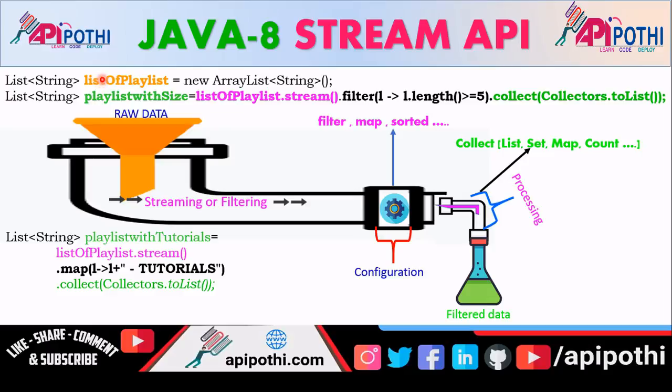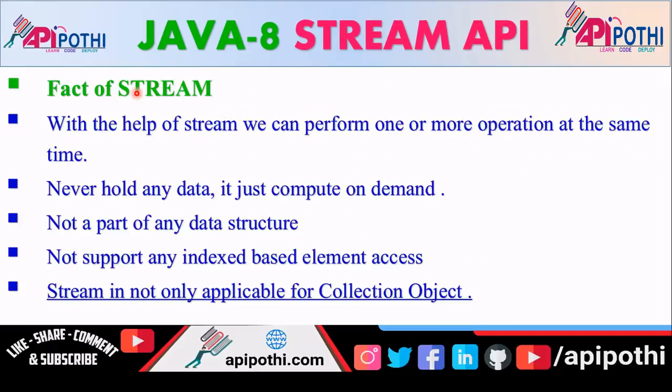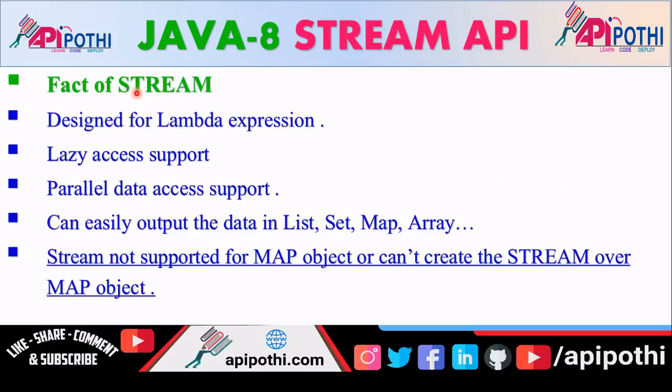So if you print this list of playlist and this one, both are different, and still the data is available in the list of playlist, meaning the actual instance of the data is still available. Whatever we are doing, we are doing on the data which is available inside the stream. We are not touching the original data.